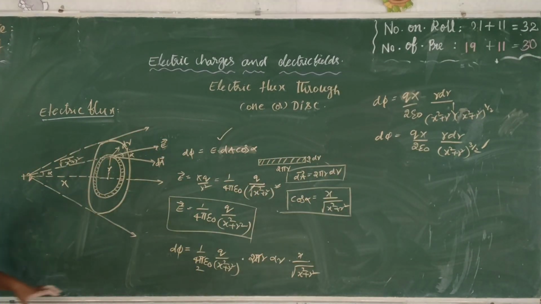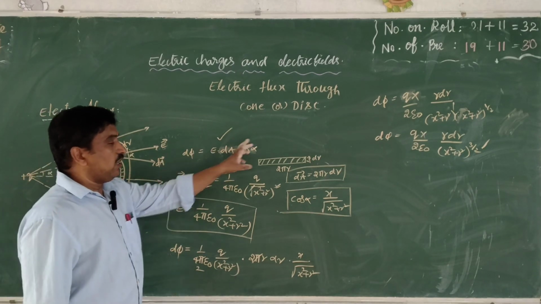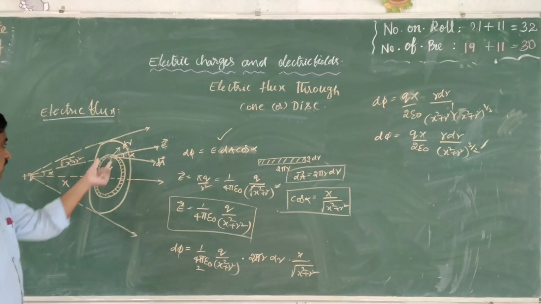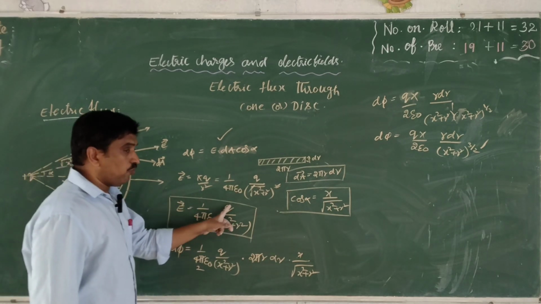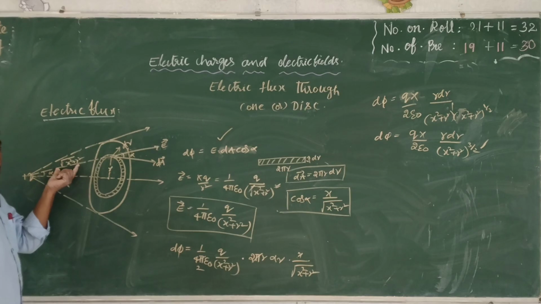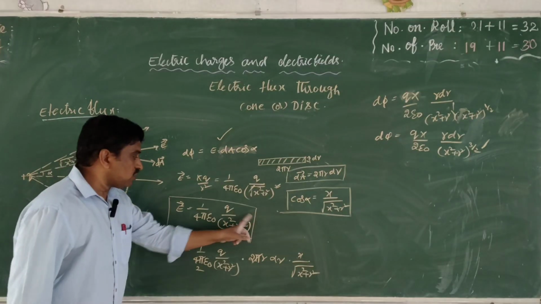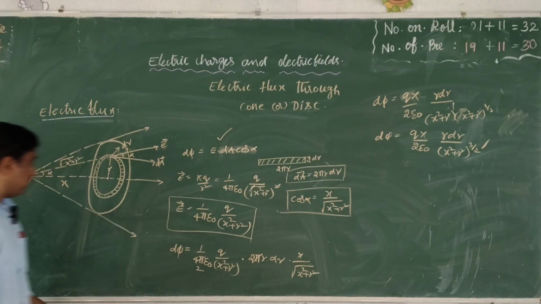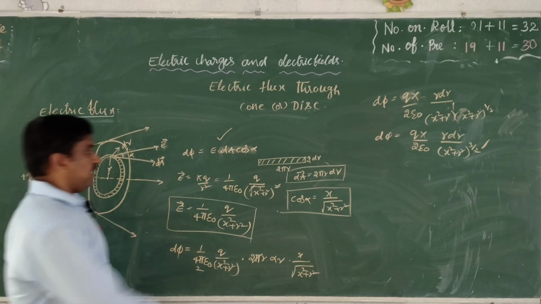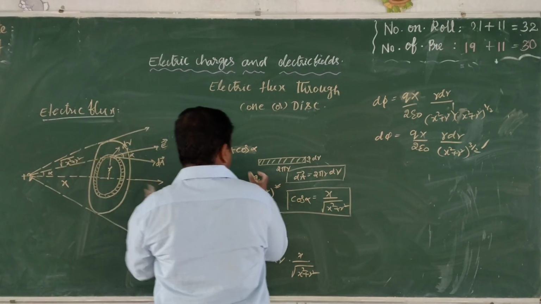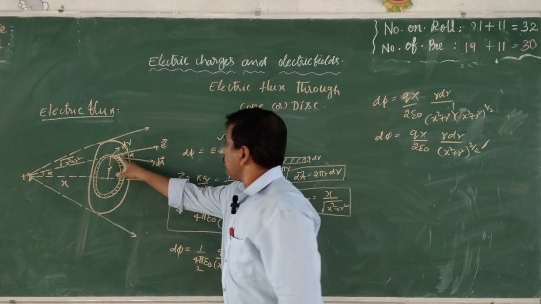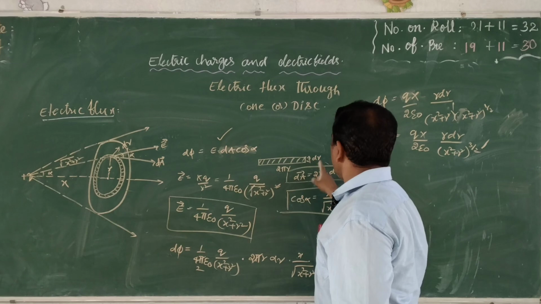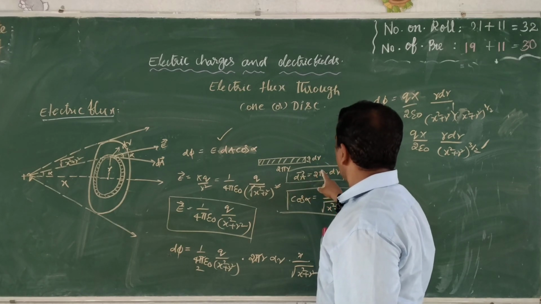So how do we get this? The flux through this elemental ring has the formula d phi equals E dA cos alpha. E, the electric field at this point due to the charge, is 1 by 4 pi epsilon naught, q by r square, where r here is root of x square plus r square. The root cancels with the square, and we get q by x square plus r square. For dA, the area of this ring, if we cut and extend it, the circumference of the ring is the length and the thickness is the breadth. Thickness into length gives the area, so area equals 2 pi r into dr.